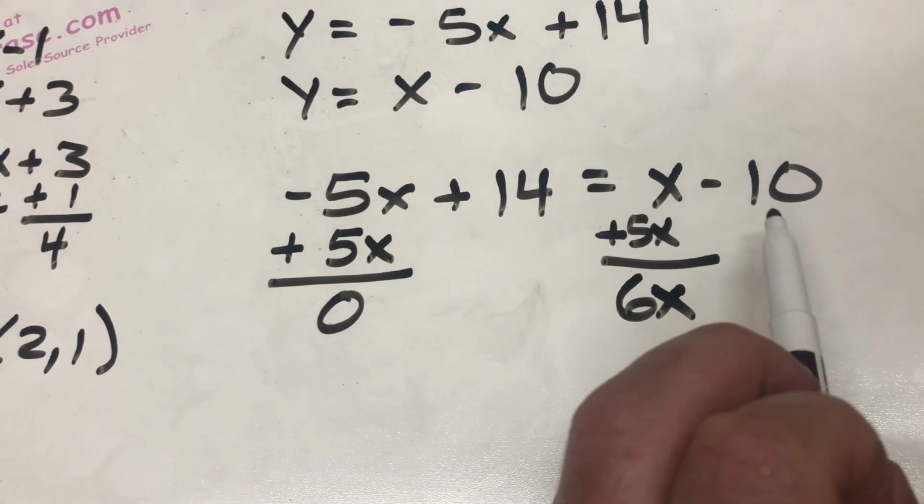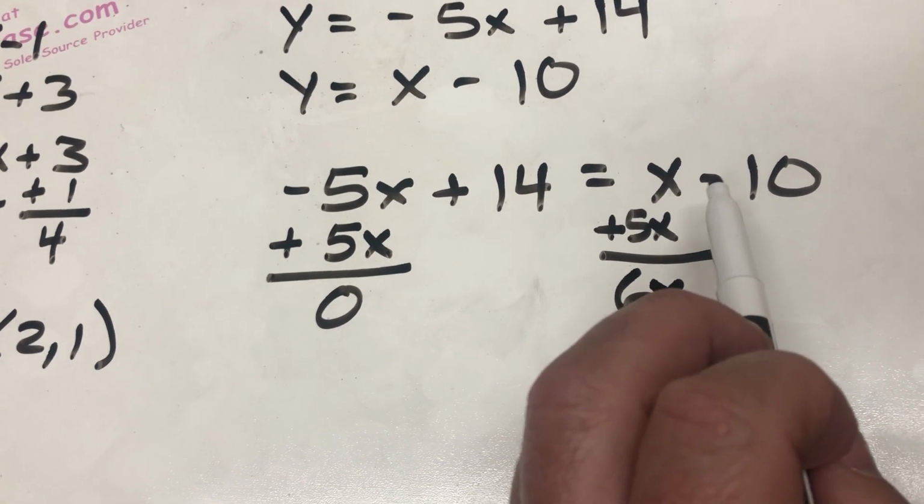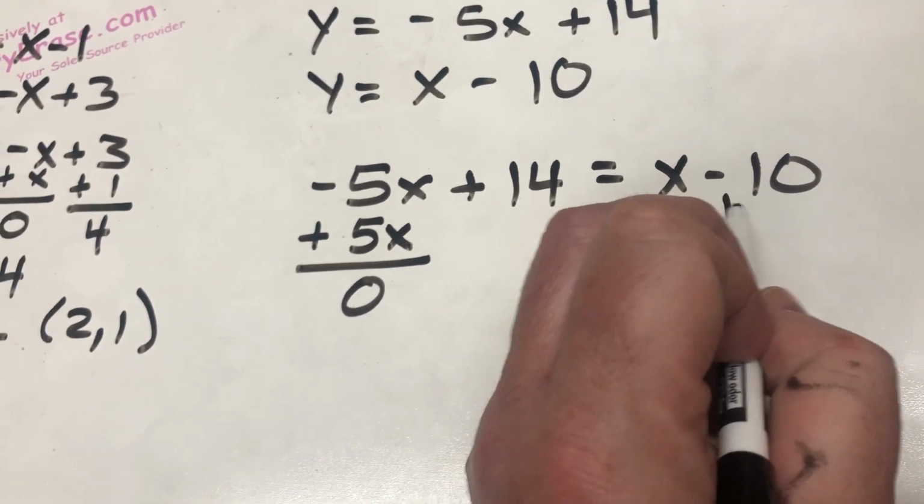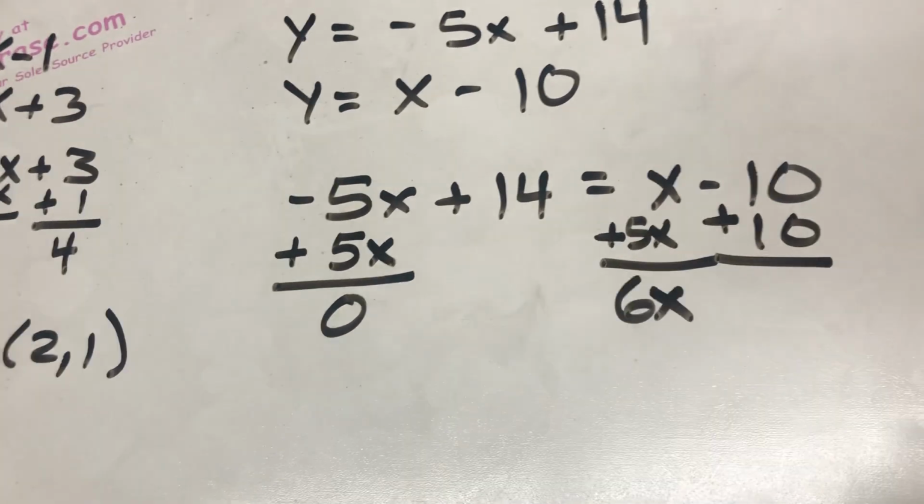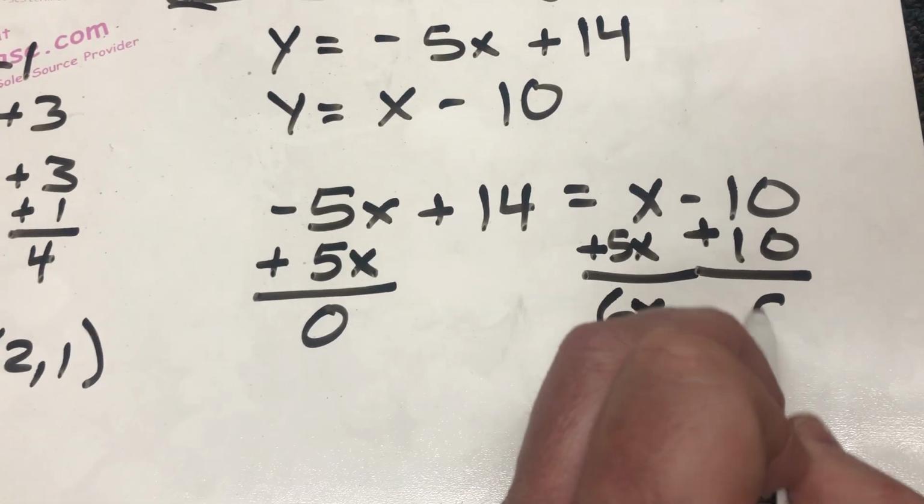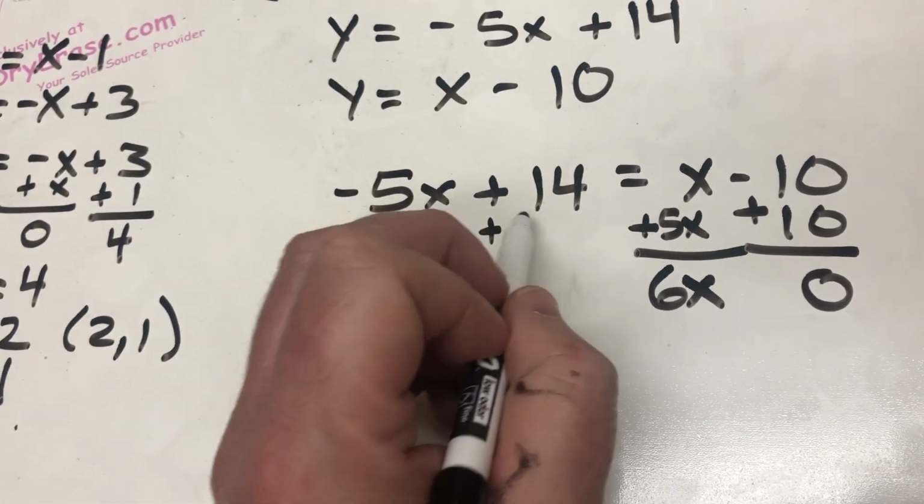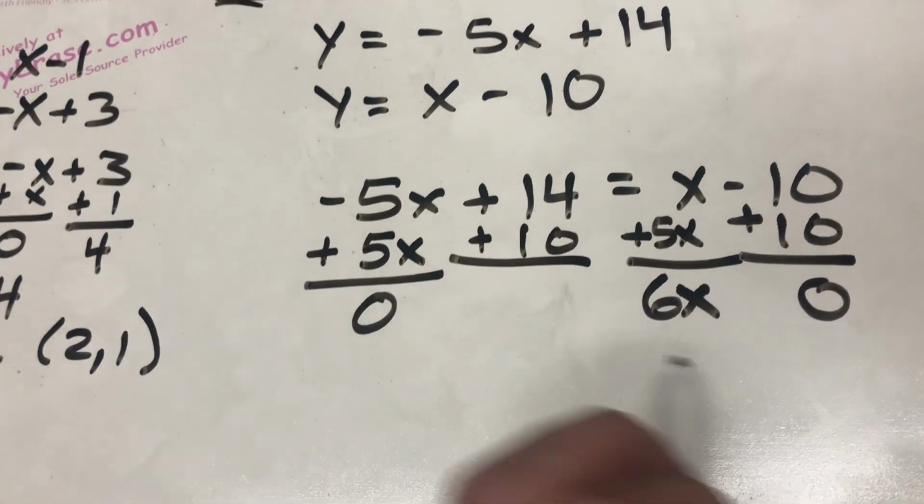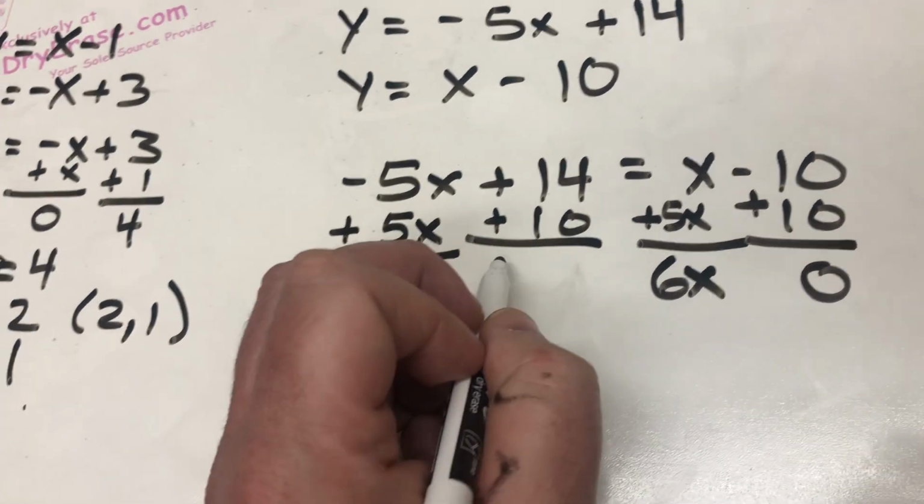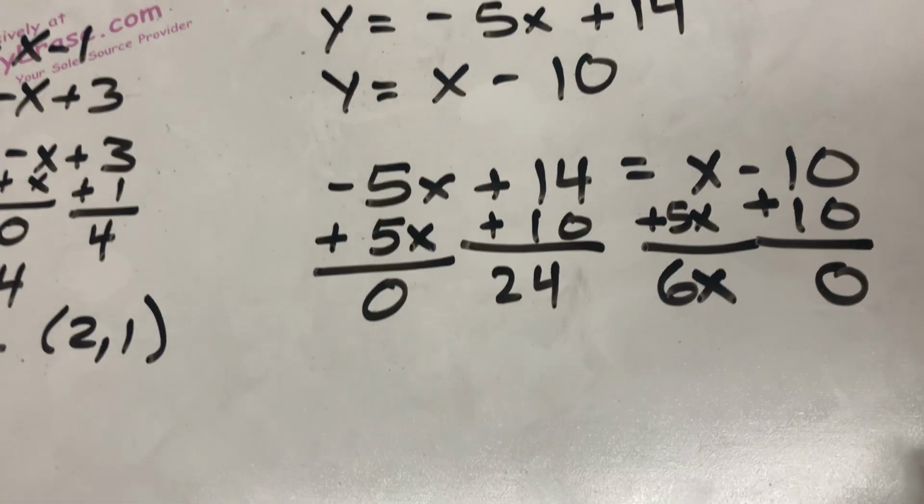I need a 0 on both sides. I already have a 0 here, so I need to make this 0. This is negative 10. I make that 0 by adding 10. Negative 10 plus 10 is 0. And if I add 10 to this side, I have to add 10 to this side. 14 plus 10 is 24.